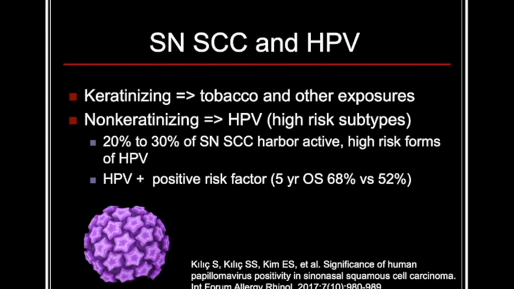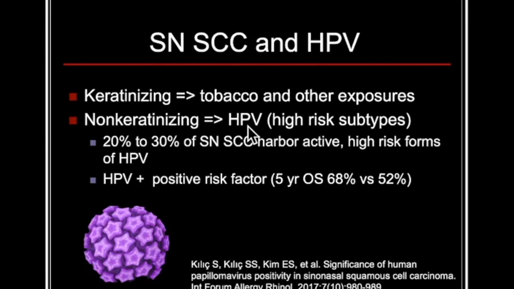And speaking of some of the molecular targets, we kind of recognize that keratinizing squamous cell carcinoma is more associated with tobacco exposures and other types of exposures. There are also some non-keratinizing subtypes which occur in the nasal cavity and the paranasal sinuses. Those are more associated with HPV, particularly the higher risk HPV subtypes. So you're talking about type 16 and other types of HPV. And approximately 20 to 30% of sinonasal squamous cell carcinoma harbor an active high-risk form of HPV.